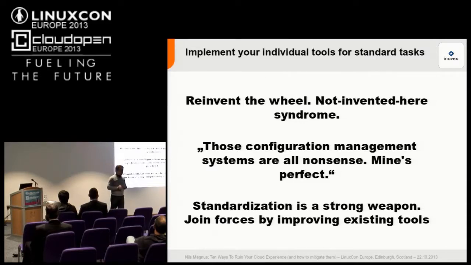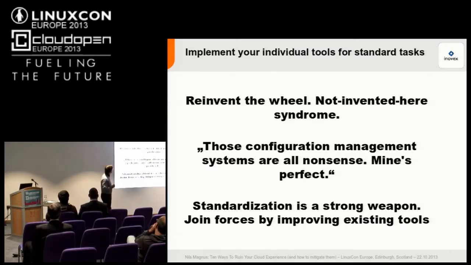It's very difficult to maintain these small scripts, and the key point is standardization here. Standardization is a very strong weapon if it's used right, because there are so many other people who can talk about this. You can Google problems. You can most of the time even Google the answers, which is even more useful. And if you join forces with other developers, with other admins, it's much easier to set up something which is easier to maintain.